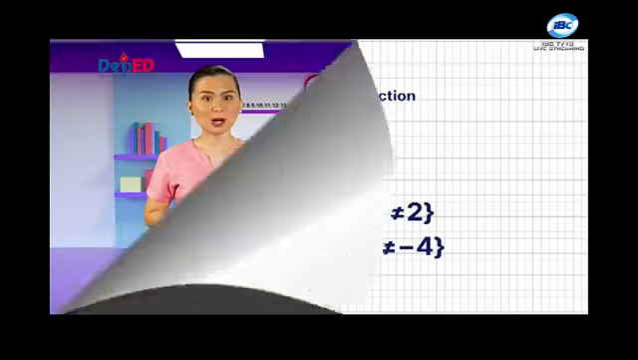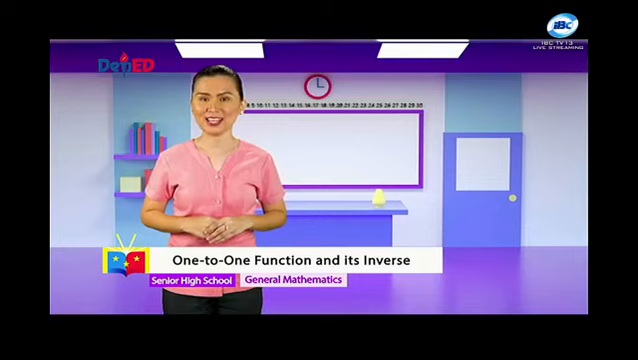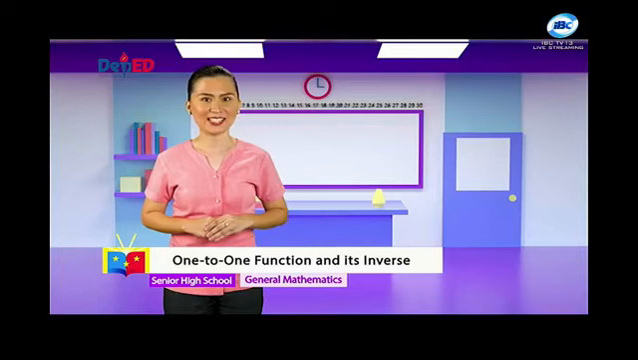We have finished representing real-life situations using one-to-one functions, determining the inverse of a one-to-one function, representing an inverse through its table of values and graph, and finding the domain and range of an inverse. A job well done! You really are a certified mathemated.